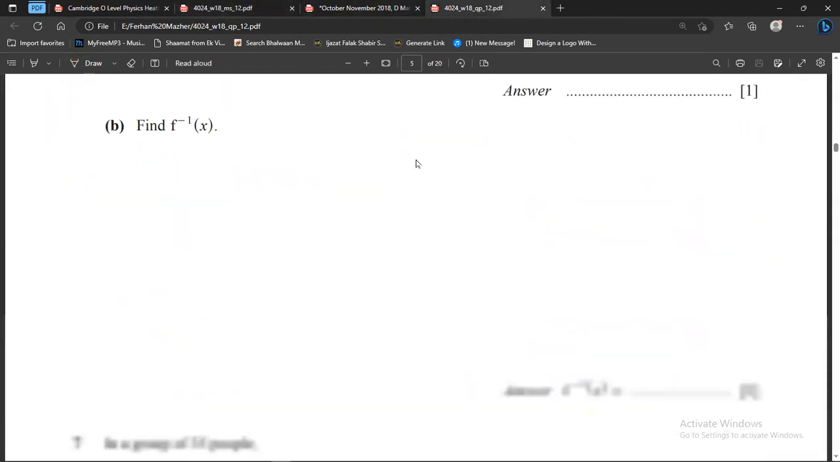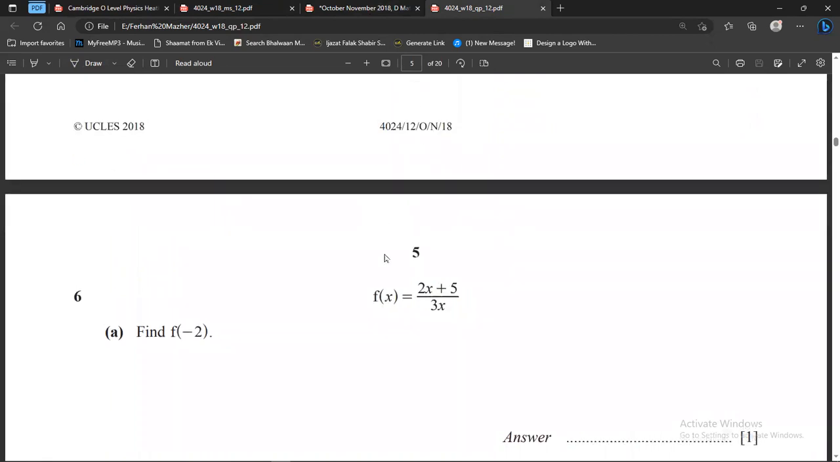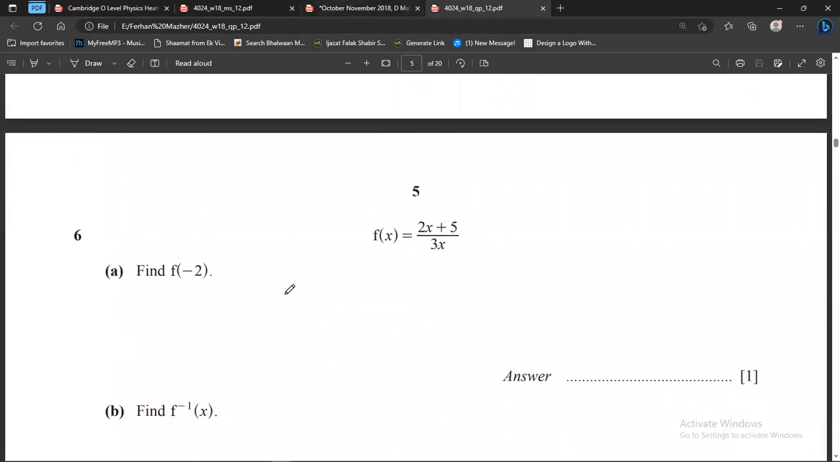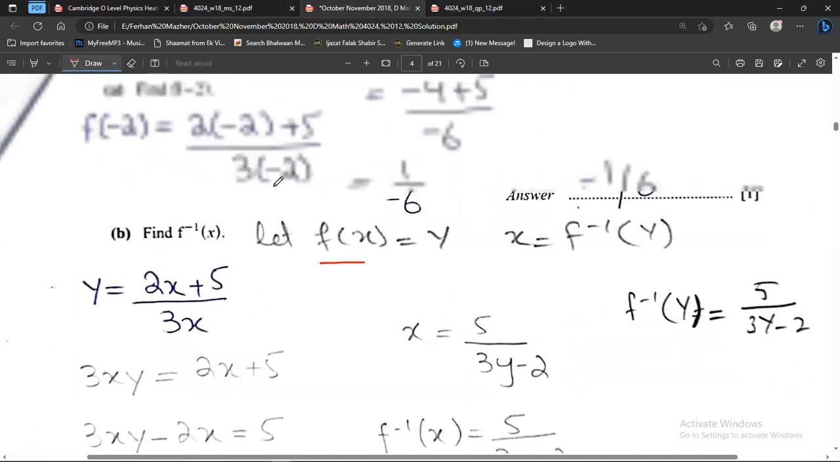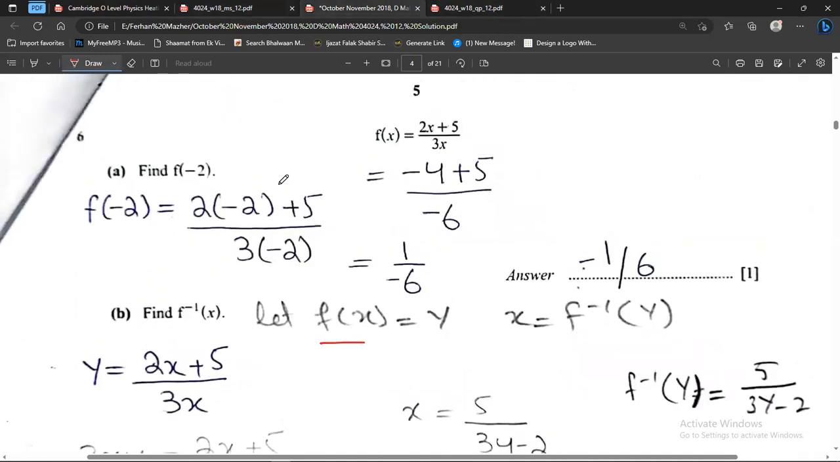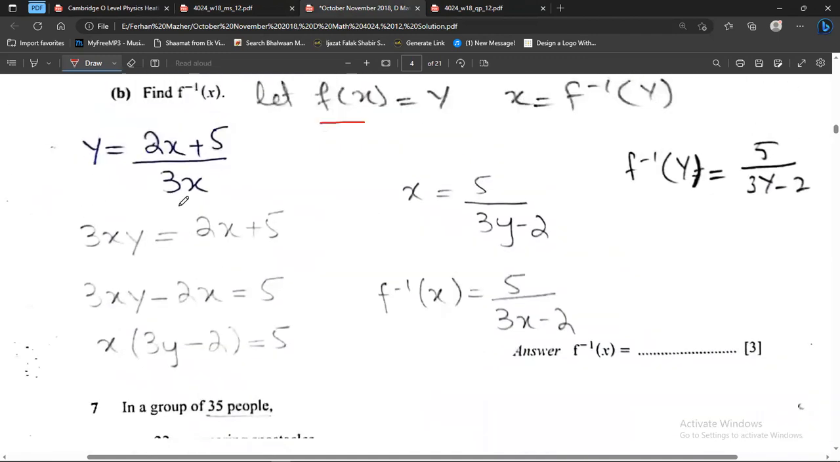Now we are going to the next question. That is question number 6, B part. He says find f inverse of x. So if you want to find the inverse of this function, here we have a standard sentence which we always write. And let f of x is equals to y, which means x is equals to f inverse of y. So here in the place of f of x, I will put that formula, and that formula is 2x plus 5 divided by 3x. So then I will cross multiply.